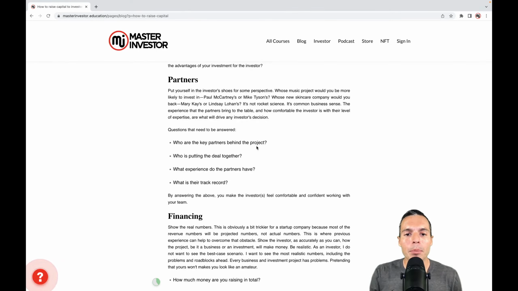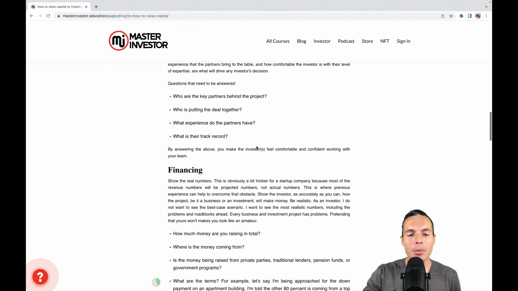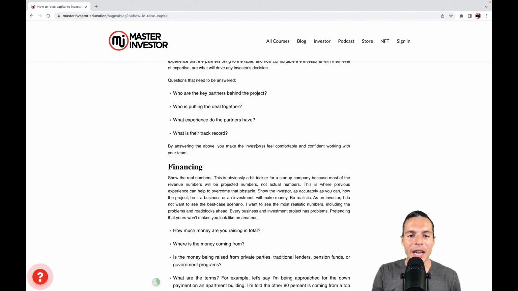The experience that the partners bring to the table and how comfortable the investor is with the level of expertise are what will drive any investor's decisions. Questions that need to be answered. Who are the key partners behind the project? Who is putting the deal together? What experience do the partners have? What is their track record? By answering the above, you make the investors feel comfortable and confident working with your team.